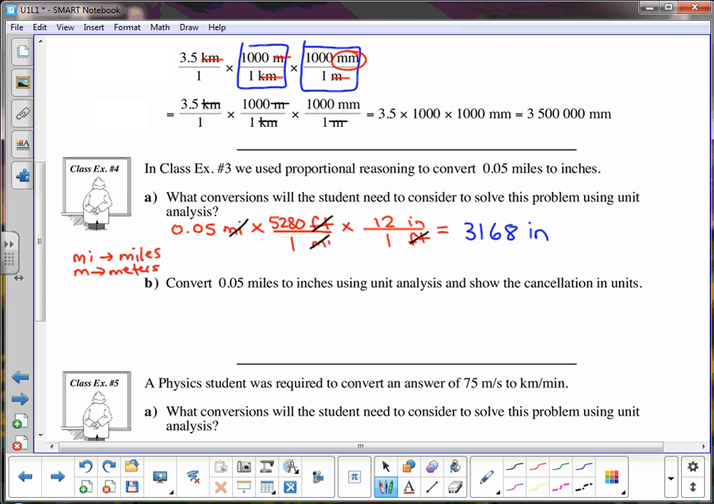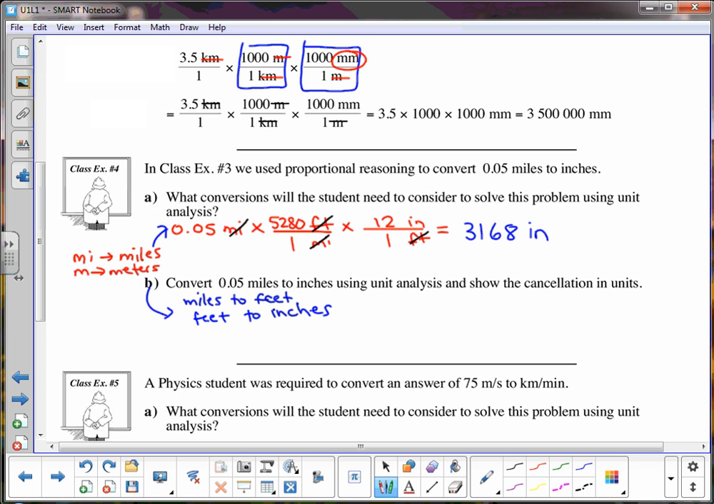Convert 0.05 miles to inches using unit analysis and show the calculations. I think I should have put this down here. I'm sorry, I did not read the first part properly. It said, what conversions will the student need to consider to solve the problem? And we had to go miles to feet. Maybe I'll do an arrow. Miles to feet. And then we could go feet to inches. Yeah, sorry about that.